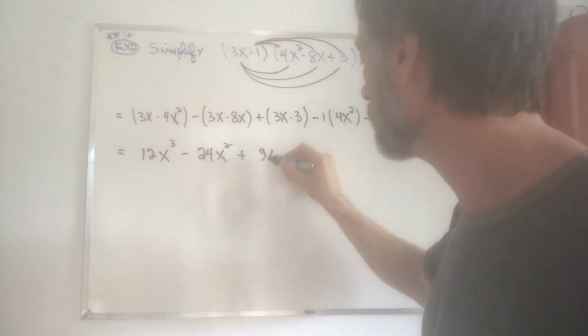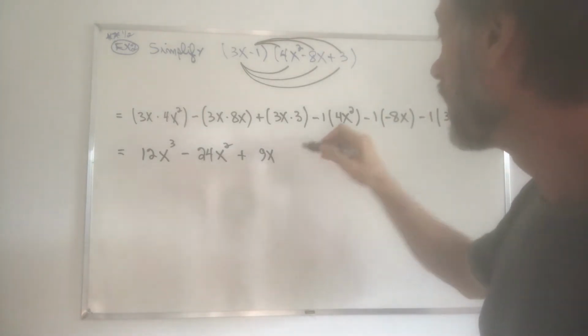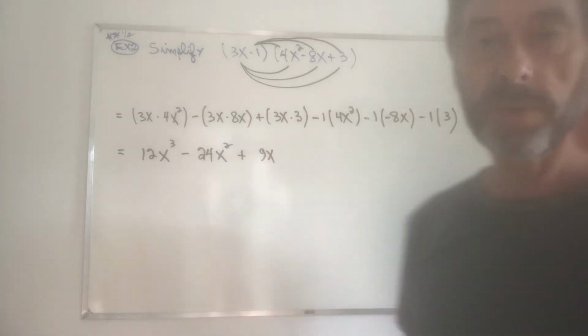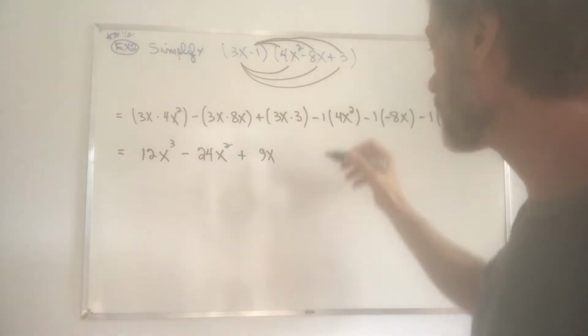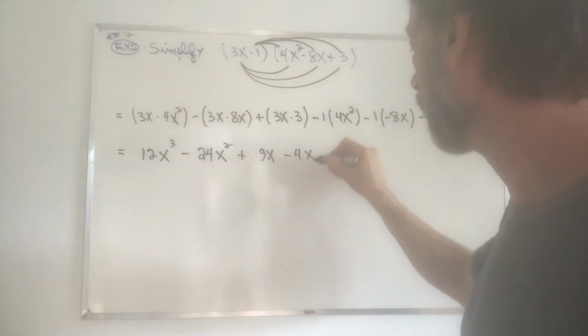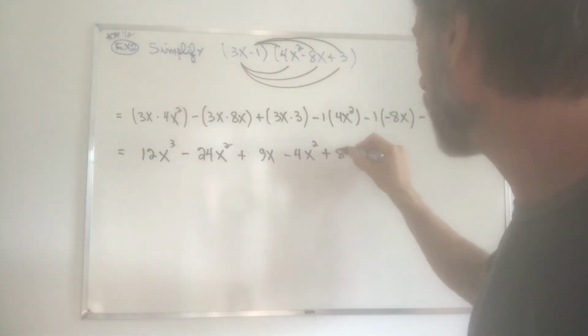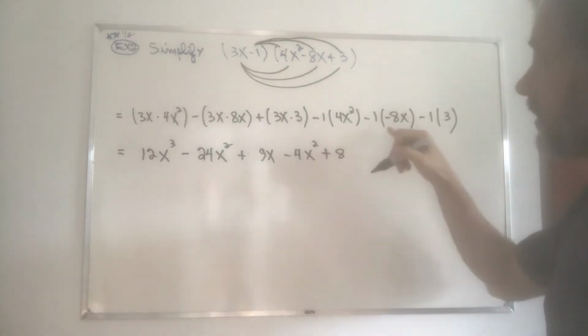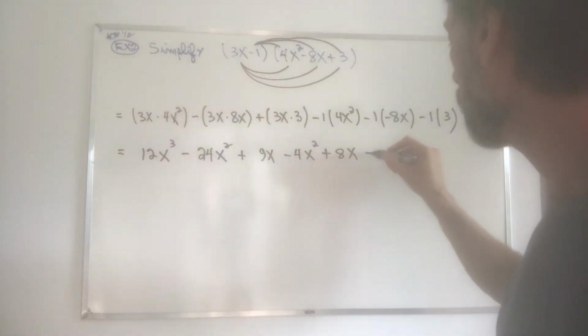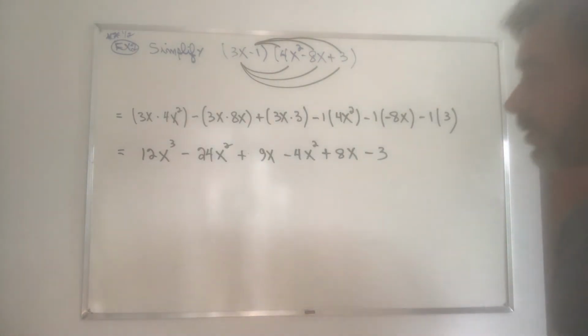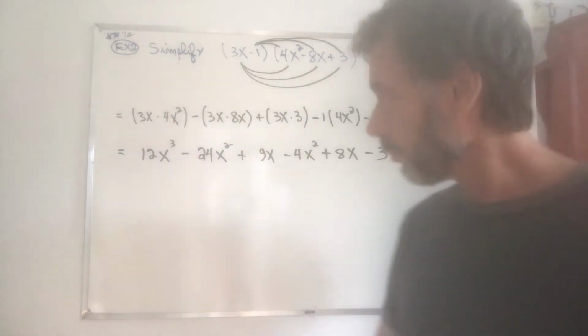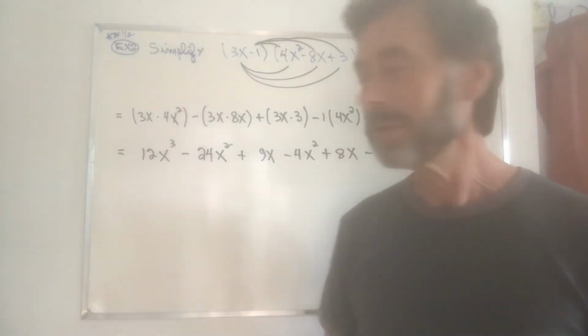3x times 3, well, that's 3 times 3 and only 1x. And these are easy because it's just really a minus in front of each bracket. So minus 4x squared plus, minus minus, always a plus, 9x, minus 3. Very good.